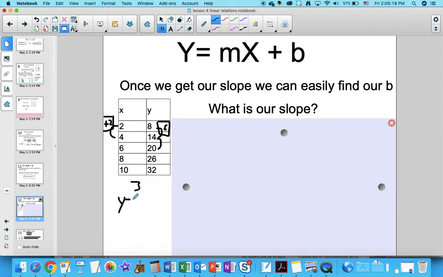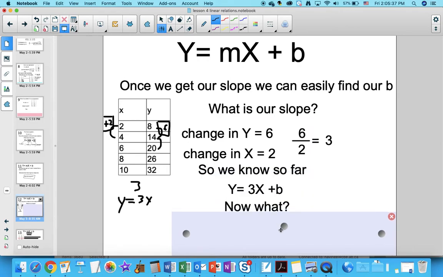So y equals 3x. Now, does this work? Well, 3 times 2 is not 8. So far, we still need to add something. And now, some of you may have already said, why don't you just add 2? Okay, but let's say we didn't know that, right? So now we know our expression should be y equals 3x plus b.